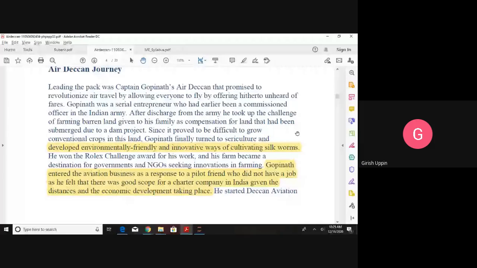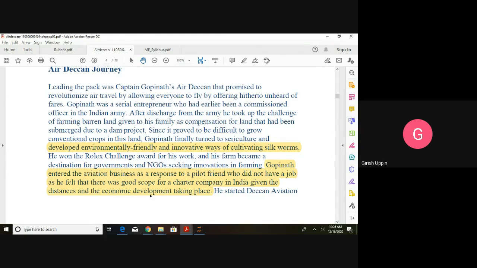Gopinath was a serial entrepreneur. Why he is a serial entrepreneur is, he worked in the army, then went on to farming, then the sericulture business, then helicopter charter, then the aviation business. And when he was in the sericulture business, he developed environmentally friendly and innovative ways of cultivating silkworms. For this, many government agencies and NGOs came to his farm to learn about it. He also won many awards for the technology he was using for cultivating silkworms.